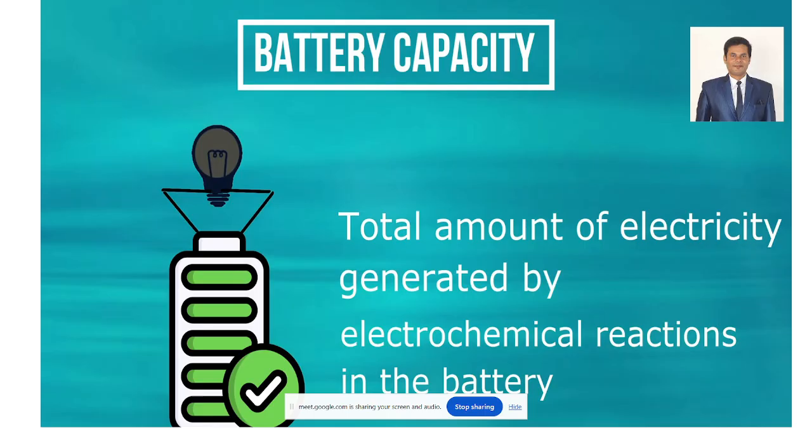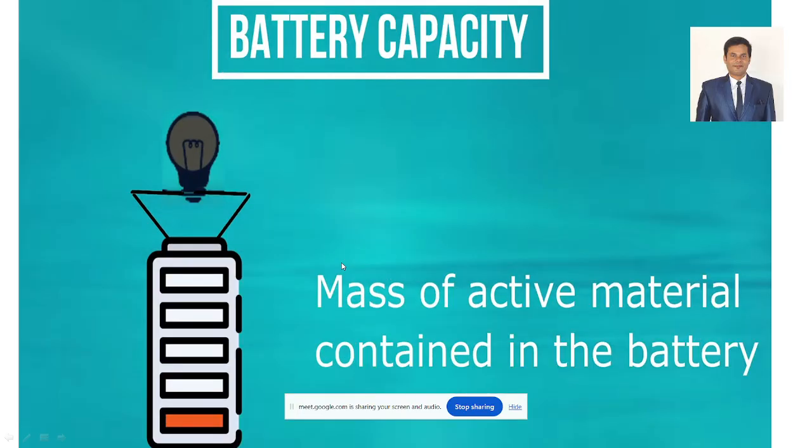Electrical energy is converted to chemical energy, and chemical energy is converted back to electrical energy. So how much total energy can be generated by the chemical reactions defines the battery capacity. There are massive active materials contained in the batteries. Based on the types of materials you use inside the batteries, the battery capacity can be rated.